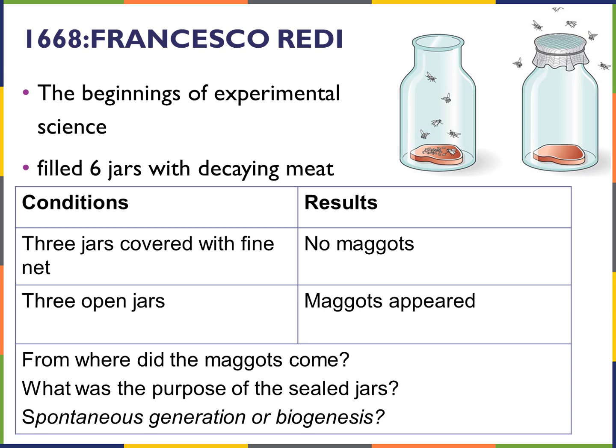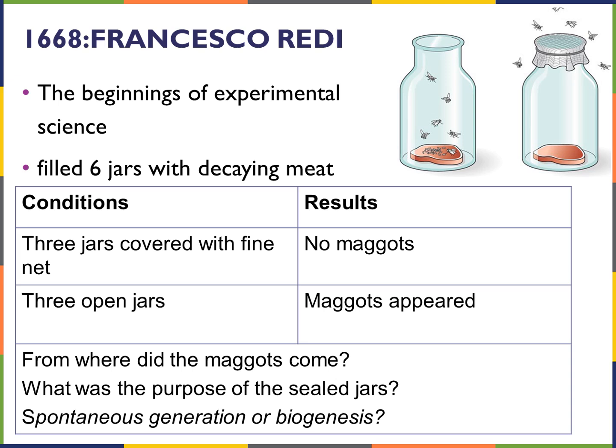So he took 6 jars, filled all 6 jars with decaying meat, and according to him, and according to the theory of spontaneous generation, the decaying meat should have somehow turned into maggots. But of the jars, he covered 3 of those jars with a fine net, and the ones that were covered with a fine net, there were no maggots that appeared. However, the other 3 jars that were open to the environment, well, maggots appeared.